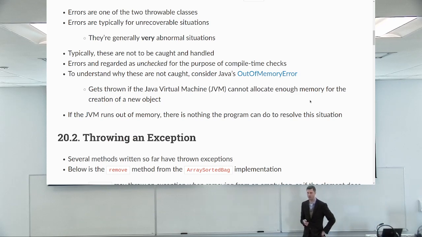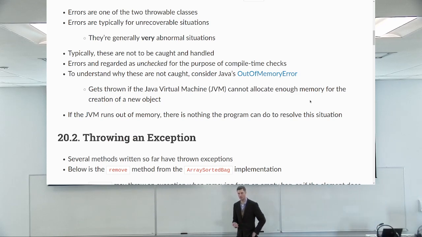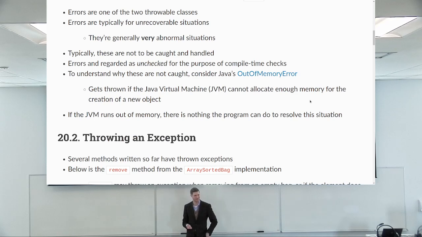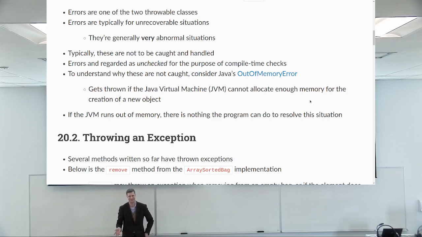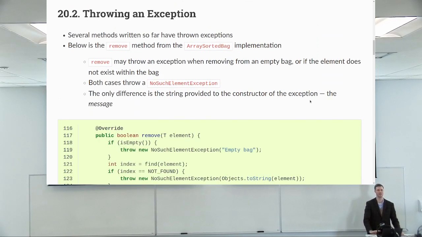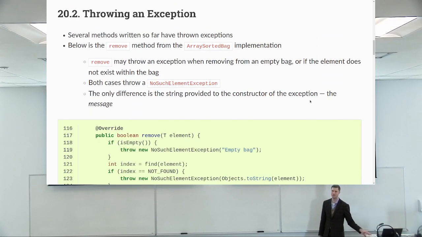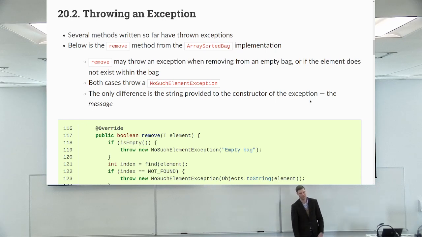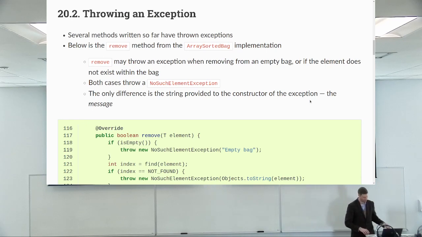There's something like an out-of-memory error. Imagine your program runs out of memory. What are you going to do about that? You can't really do anything about it, right? Your program's running and it just ran out of memory. What are you going to write in your code to address that situation? No, you can't. If the JVM runs out of memory, there's nothing the program can do to resolve the situation, for example. That's really all we're going to talk about with the errors. They just exist. You're unlikely to get them, and if you do, don't feel bad about yourself. It's not your problem. It's probably not your fault.